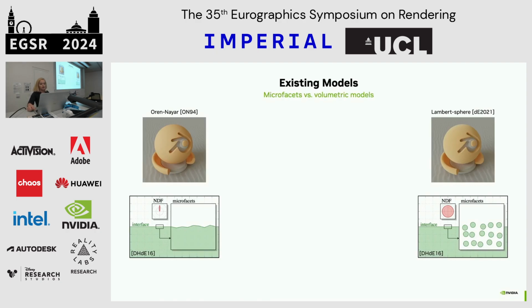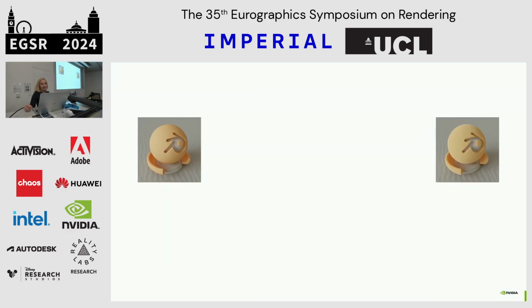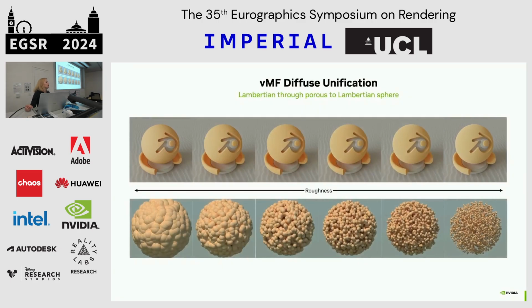And now the question is, wouldn't it be great if we could have something in the middle, something which goes from one end to the other end? And this is exactly what we are presenting in this paper. So we have a diffuse model that can transition from the traditional Lambert surface to Oren-Nayar with low roughness, so a Beckmann height field, to the porous yet connected regime, and then to the Lambert sphere model from 2021, in one single model.